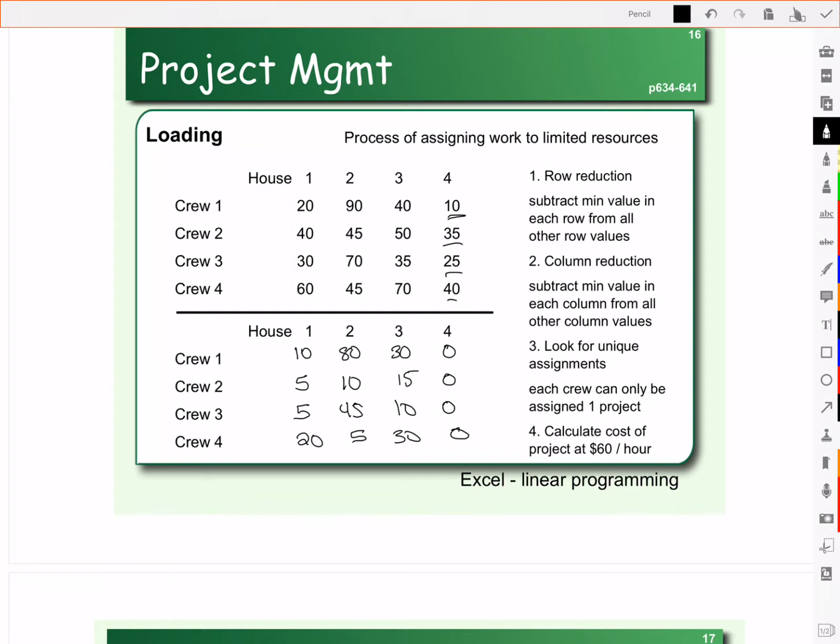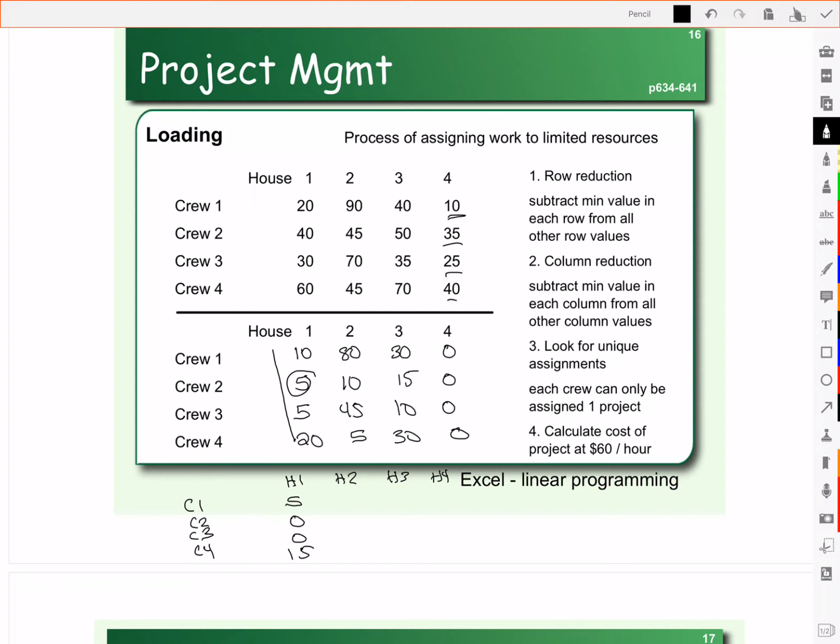So we did row reduction. The next step is to do column reduction. So we need another table. So we're going to have house 1, house 2, house 3, house 4. And we have crew 1, crew 2, crew 3, and crew 4. And this time we're going to take the numbers that are in the column and find the smallest number in that column and reduce the column by that amount. So notice here, crew 2, house 1, that number's 5. So we're going to subtract 5 from everything in that column. So we get 5, 0, 0, 15.